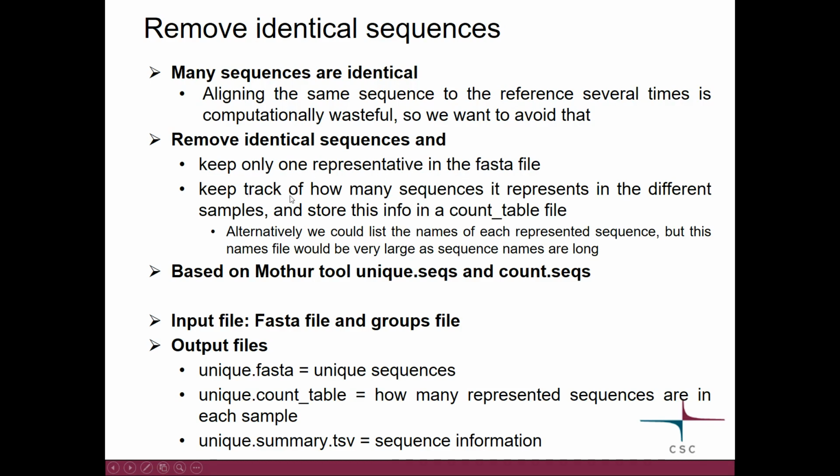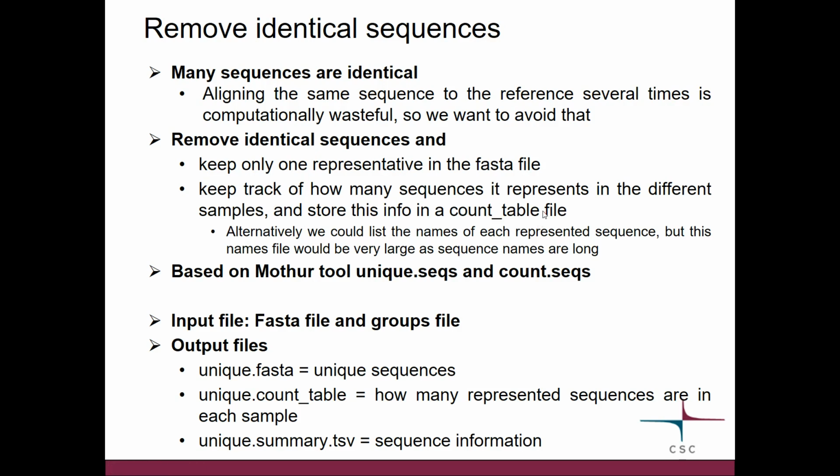And at the same time, we need to keep track of how many sequences and in what sample that representative represents. And we store this information in a count table file. If you were doing this in mothur on the command line, you could also use a list of the names of the represented sequences. So that would be a names file, but these tend to become very large as the sequence names are very long and there are thousands of them. So we prefer to use the count table file.